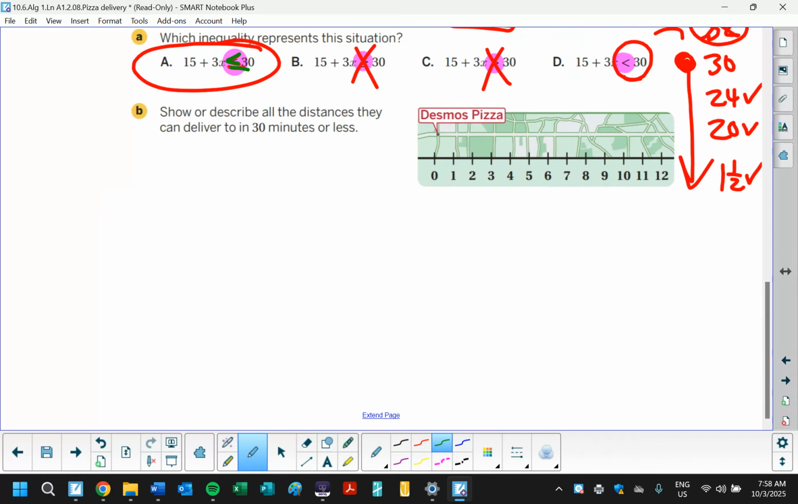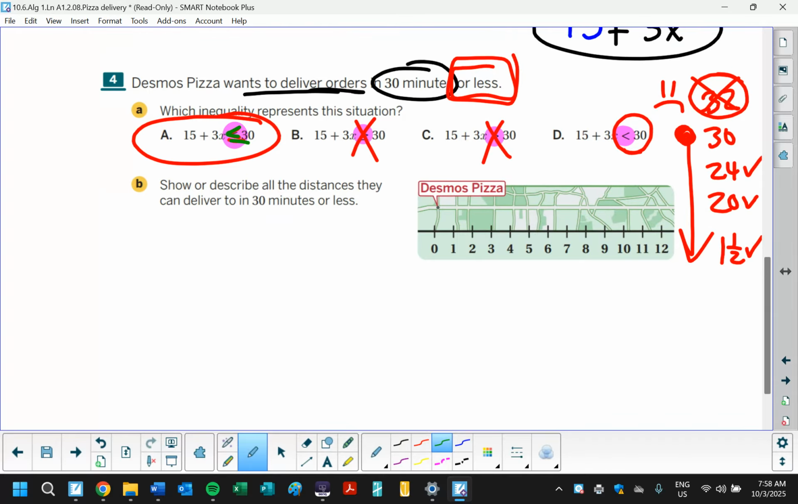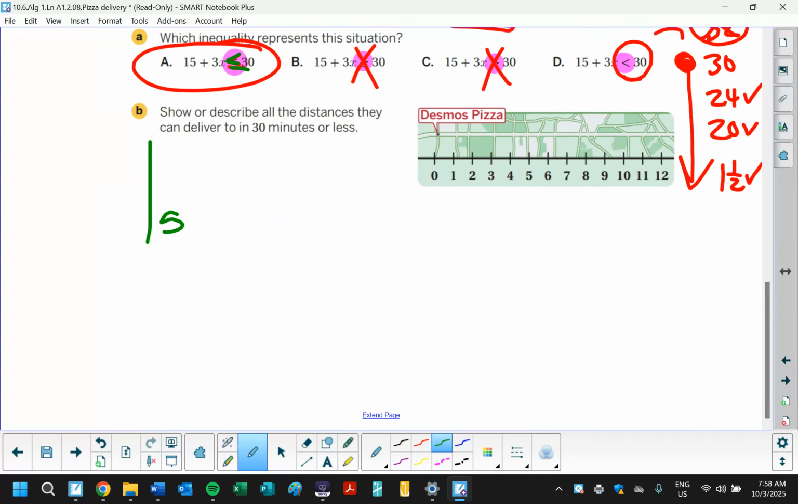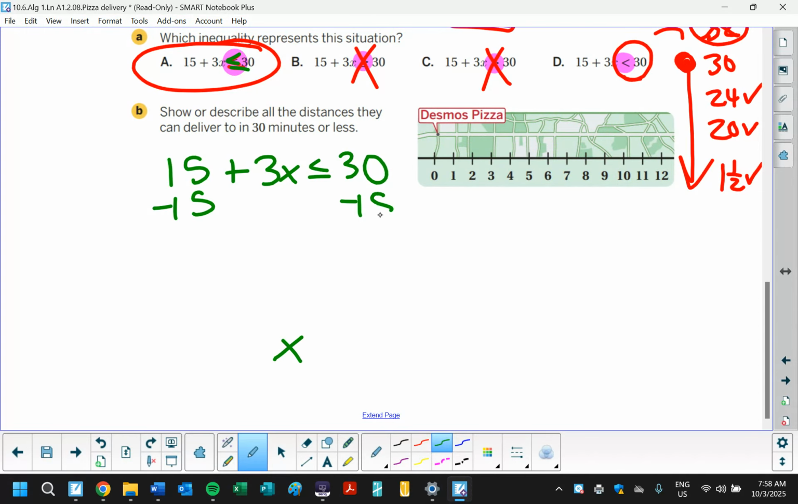Let's go ahead now and show or describe all the distances. I'm going to take the inequality statement and let's go ahead and solve for x. So firstly, get rid of the 15 minutes. That has nothing to do with the delivery time. That has to do with making the pizza. That leaves us 15 minutes remaining just to deliver it.